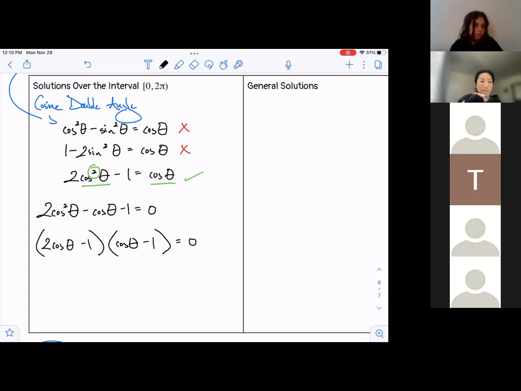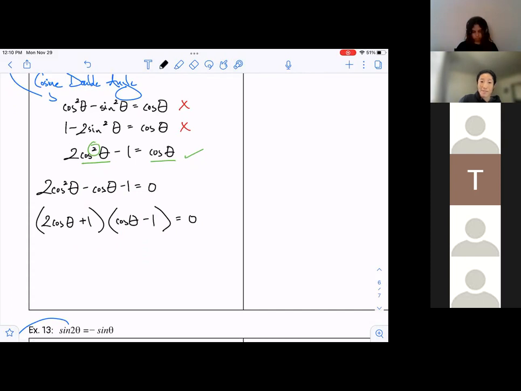Would it be 2 cosine theta plus 1? Yeah, I think if we change this to a plus 1, we'll end up with negative 2 plus 1, which gives me negative 1 cosine. Exactly. And that also works out. Positive 1 times negative 1 will give me negative 1. Okay. Now the factoring.